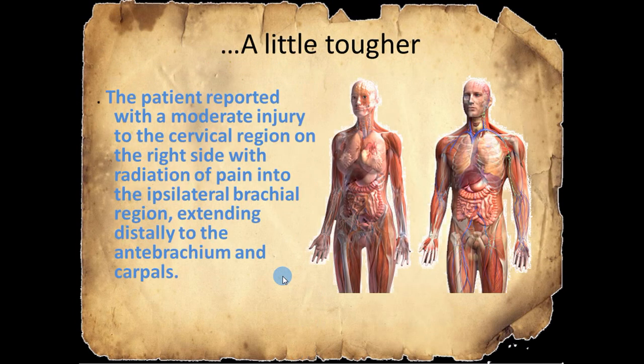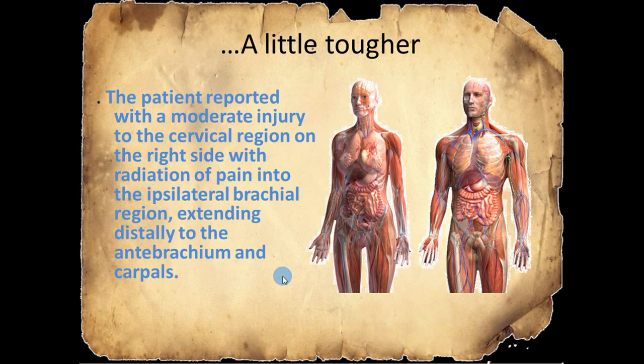This is a little bit tougher. So it says the patient reported with a moderate injury to the cervical region. So if somebody wears a cervical collar, where does that go? Around their neck. So it says moderate injury to the cervical region, so obviously in their neck. Right? Actually, I'll walk through this.